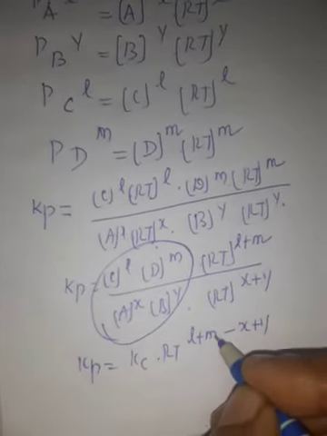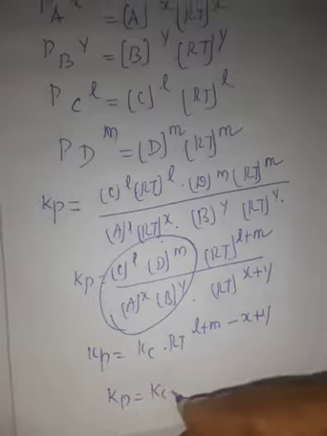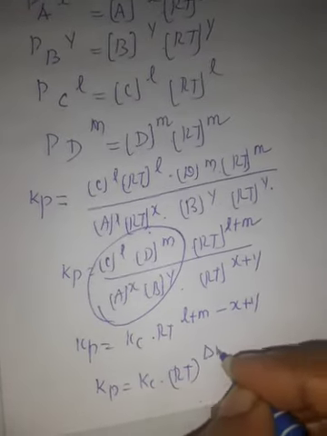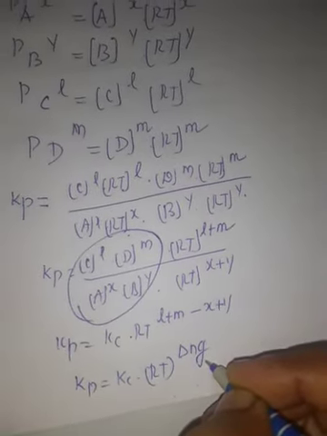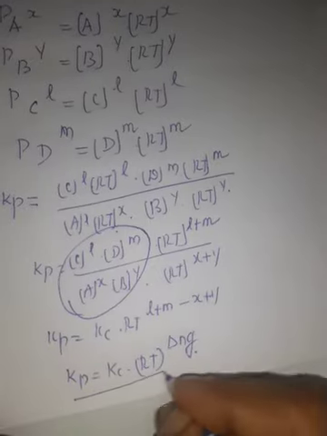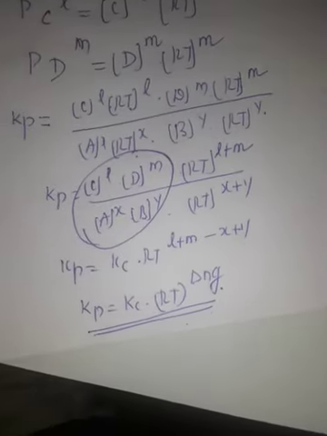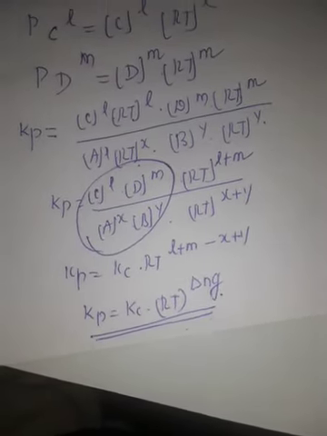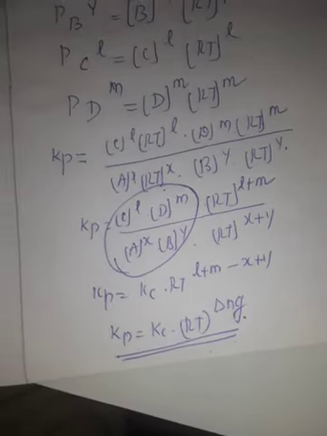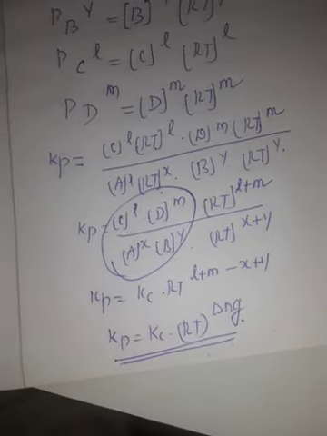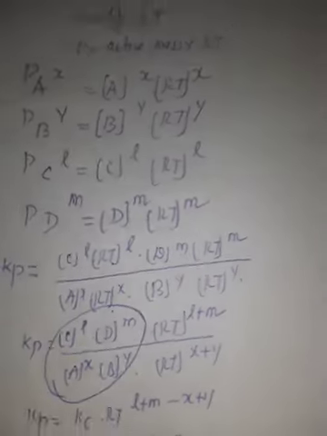l plus m are product moles, x plus y are reactant moles. So, Kp is equal to Kc into (RT) power delta Ng, where delta Ng is product moles minus reactant moles. This is the relationship between Kp and Kc. Kp is equal to Kc into (RT) power delta Ng, where delta Ng is the difference between the sum of the number of moles of products and the sum of the number of moles of reactants in gas phase. Now, based upon this, we can see three cases.